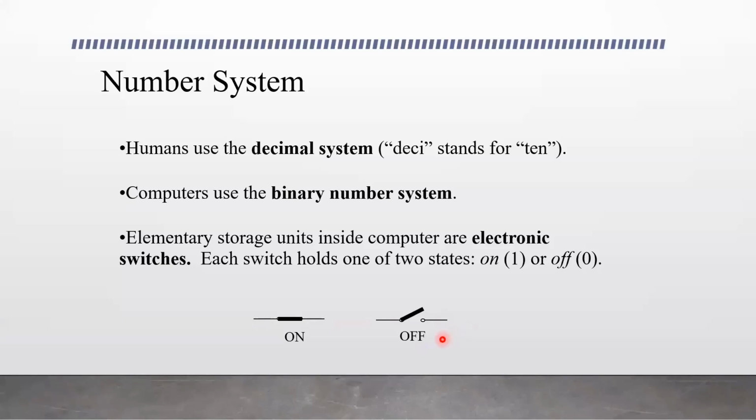The memory unit, the storage units are represented as electronic switches. Each switch can hold one of these two states, it can be either on or off. That is the reason the computer stores information in binary form. It is easy to store in binary form. And here we can have different combinations of numbers. Okay, that all we will discuss.